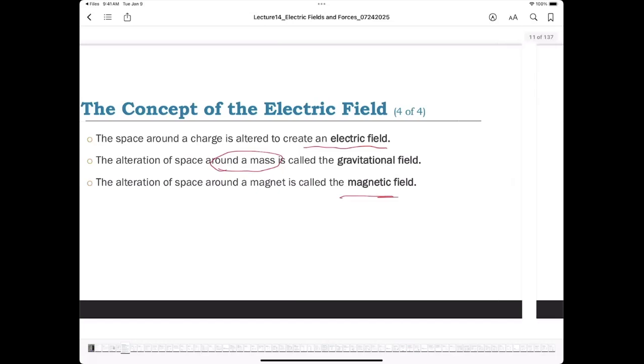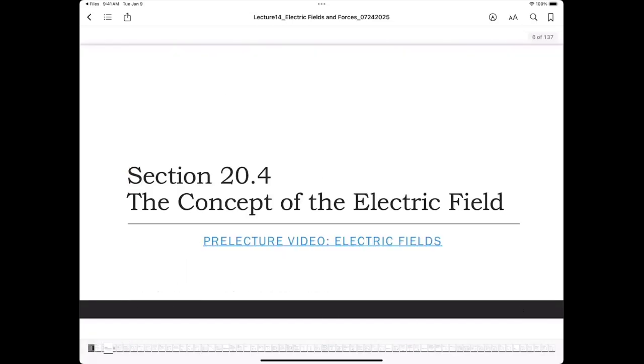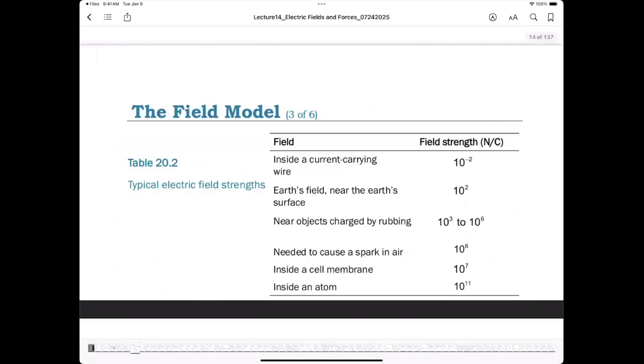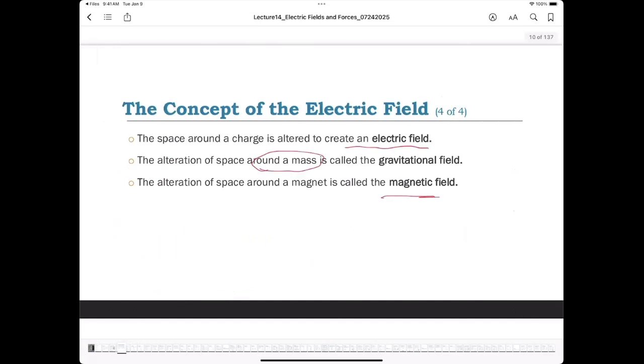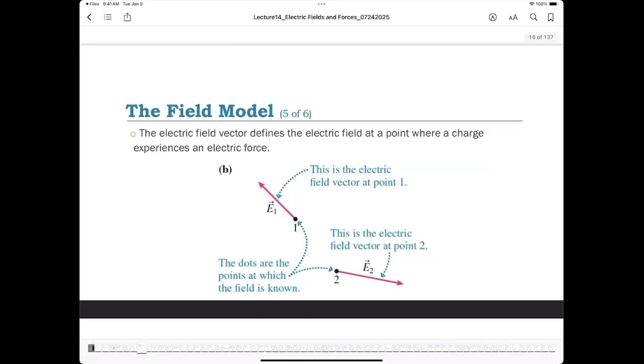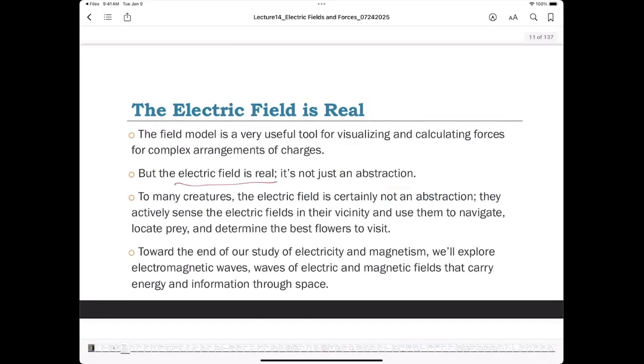Do you remember this picture? Oh, yes, this picture. In this picture, this being can sense the electric fields in their vicinity and use them to navigate, locate prey, and determine the best flower to visit. That's the reason why I put this image here. Okay, so let's continue.